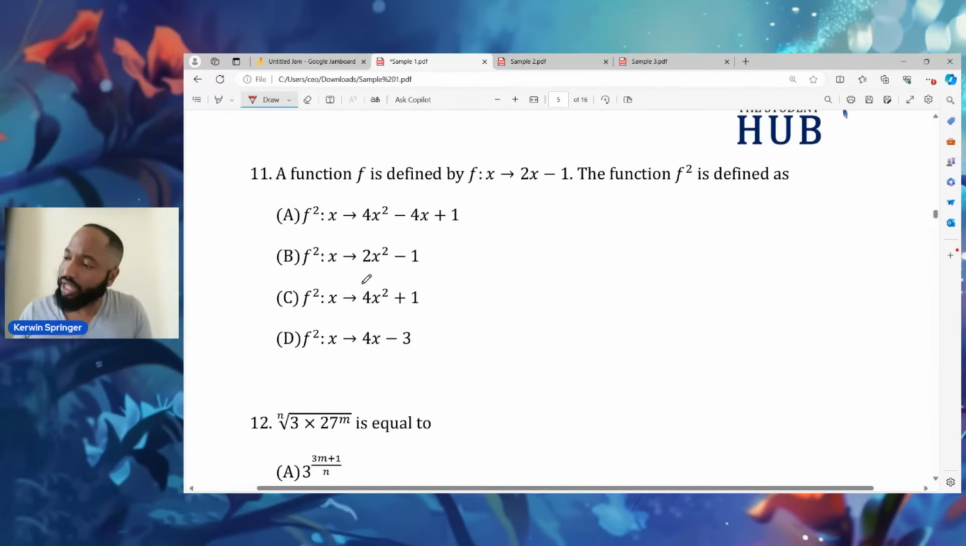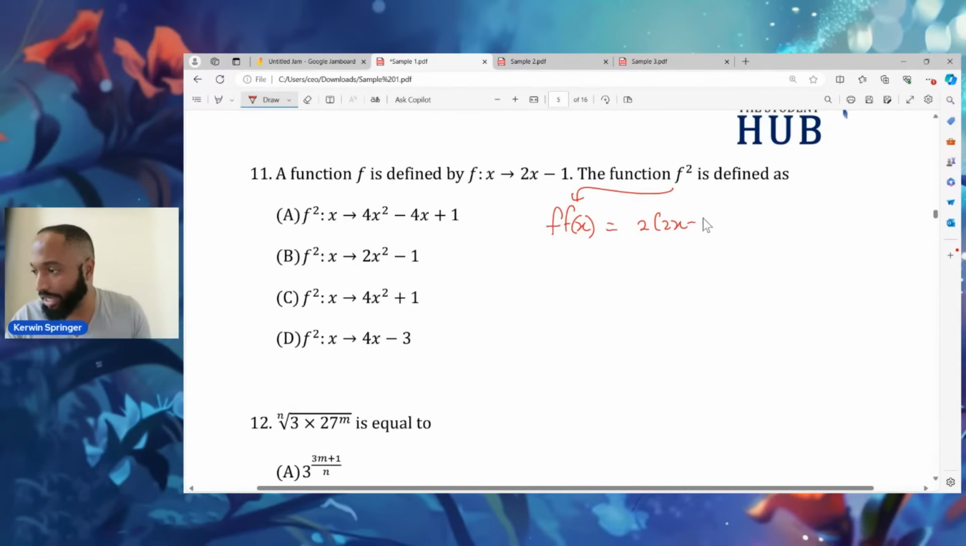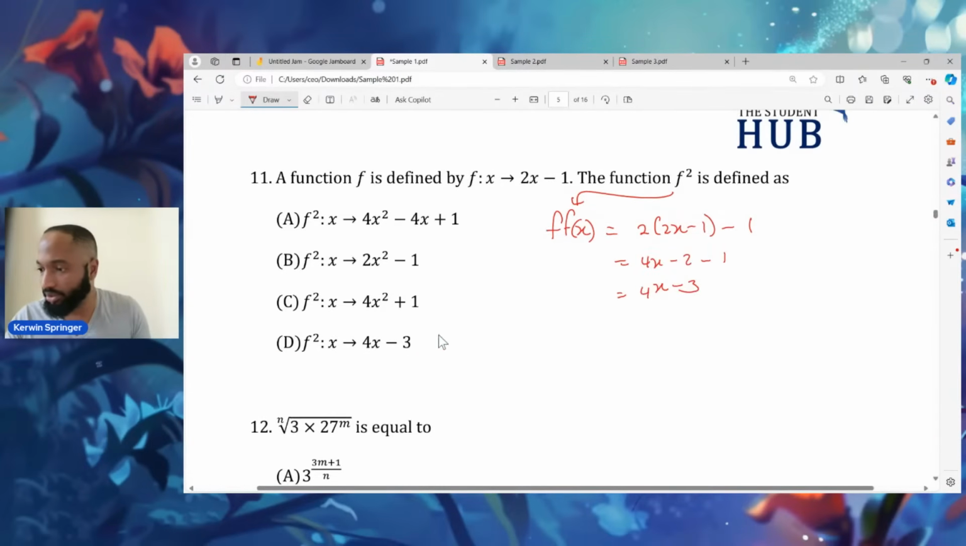A function f, real function, is defined by f of x is equal to 2x minus 1. The function f squared is defined as, well, this just means substitute f of x into itself. So this is f of x. That's what this is. So this means put the 2x minus 1 back in where I'm seeing the x. You understand? So now I'll have 4x minus 2 minus 1. So this is 4x minus 3.